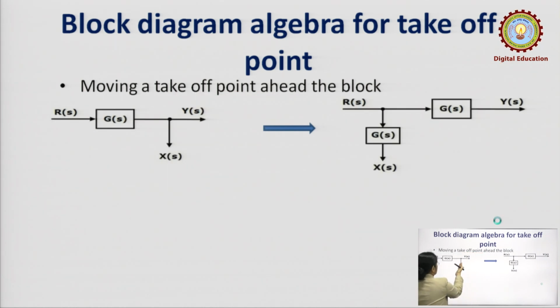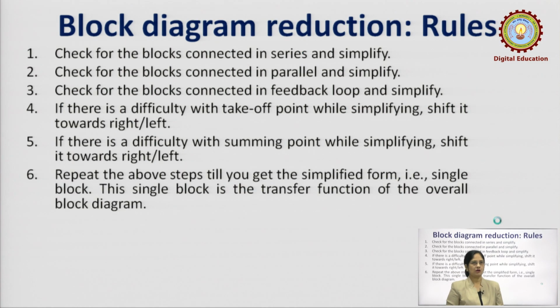Similarly, if this takeoff point is moved ahead of the block, then we need to add a G(s) block here. So, these are the 4 ways in which we can shift a summing point or takeoff point either beyond a block or ahead of a block, depending on how the reduction is to be applied. So, these are certain block diagram reduction rules. I will just look at what they are.